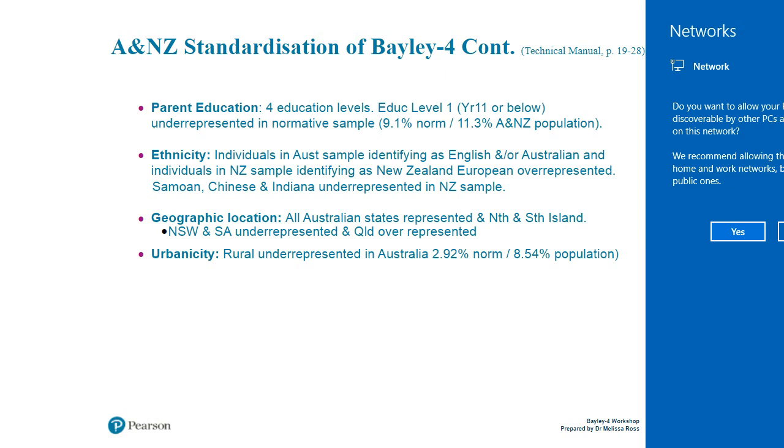Looking more closely at the urbanicity, rural regions in Australia were underrepresented, making up 2.92% of the normative sample compared to 8.54% in the population. Urbanicity was well represented in the New Zealand population.